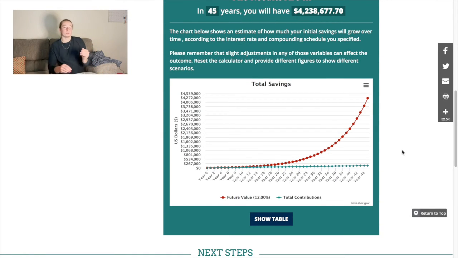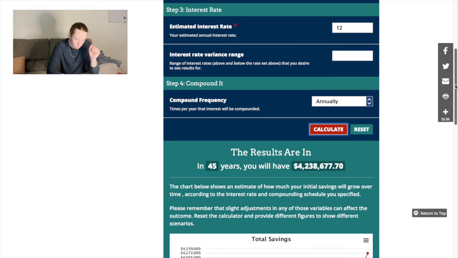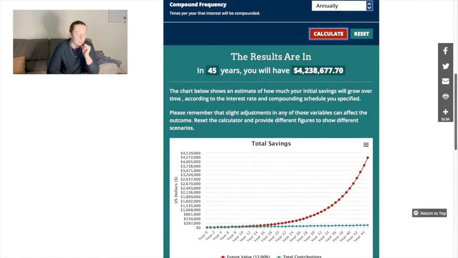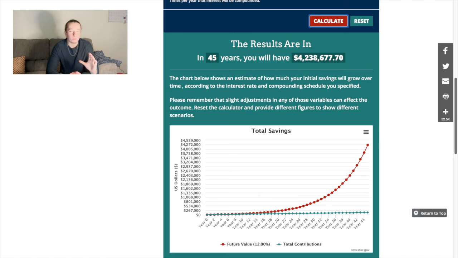In 45 years, with a 12% return, and upping our monthly contribution to only $250, we will retire with $4.2 million. That is significant. That makes you a multimillionaire. And as I said before, there's going to be a lot of inflation from now until then, but $4.2 million is still $4.2 million. That is going to be a lot of money. You can't tell me otherwise.